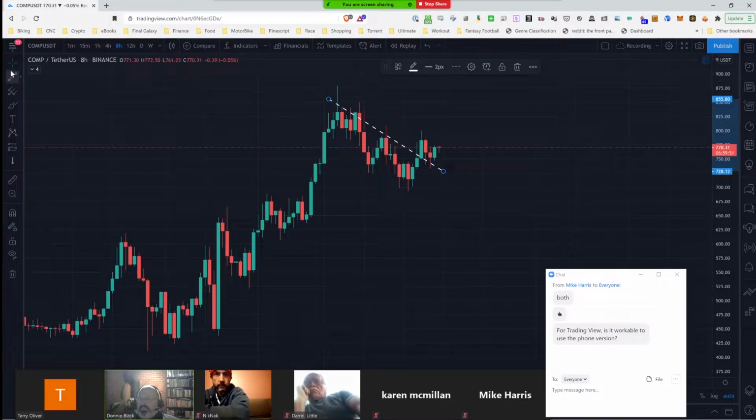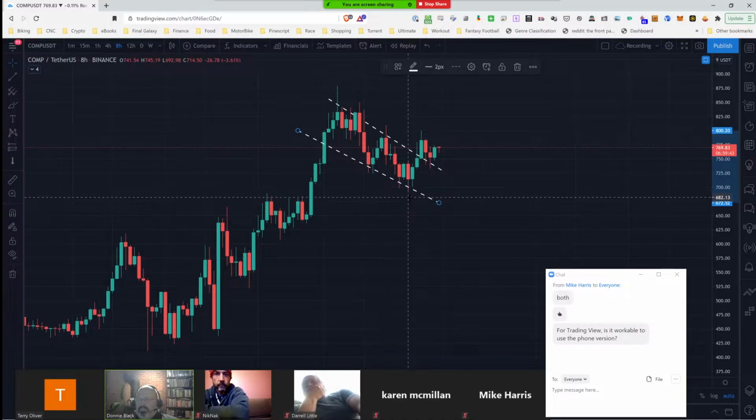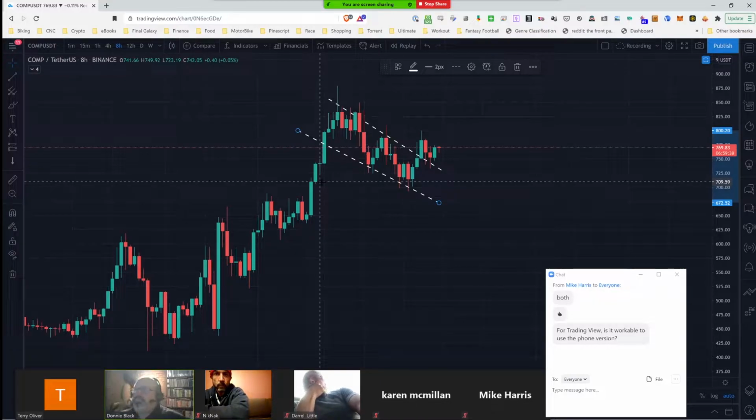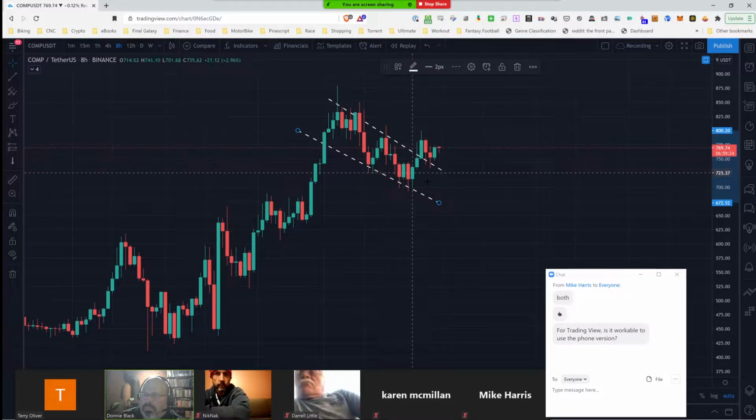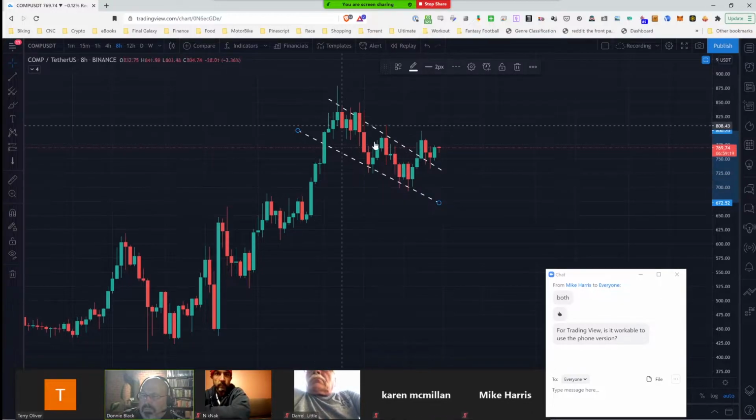Another thing, I'm not really big on patterns. It's not that I don't believe them. The biggest issue that I have with patterns is assigning directionality to them, and I've talked about that in the chat before. Saying this is a bull flag or a bear flag is really misleading. What is it that makes this a bull flag?